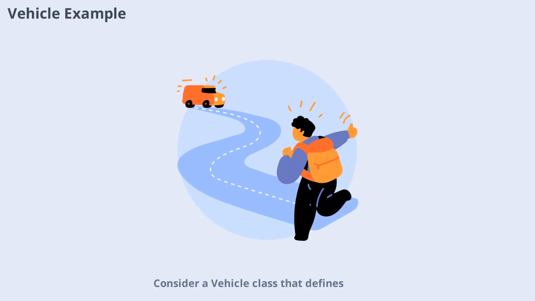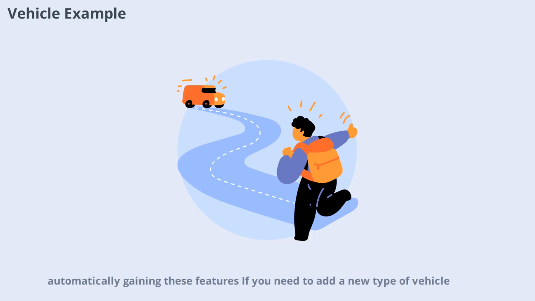Consider a vehicle class that defines basic behaviors like starting and stopping. Both car and bike classes can inherit from vehicle, automatically gaining these features. If you need to add a new type of vehicle, you simply create a new class that inherits from vehicle. This keeps your code organized and makes it easy to add new functionality without rewriting existing code.